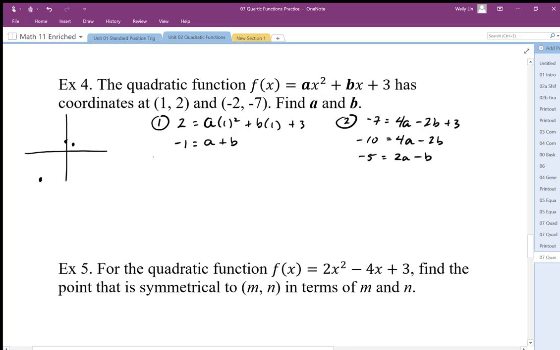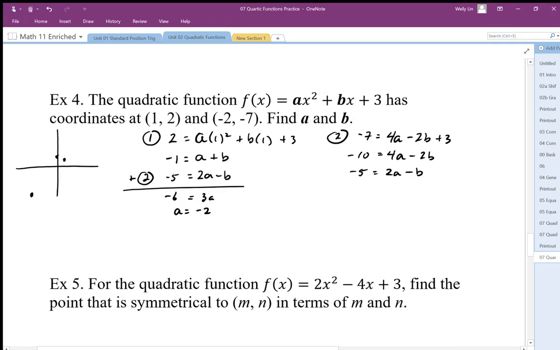So I'm going to take equation 1, and I'm going to add equation 2. It's 2a minus b. I get negative 6 equals 3a. Solving for a, I get a equals negative 2. Yeah, and that looks about right. I've got an upside down parabola looking something like that. Okay, so there's my a value.